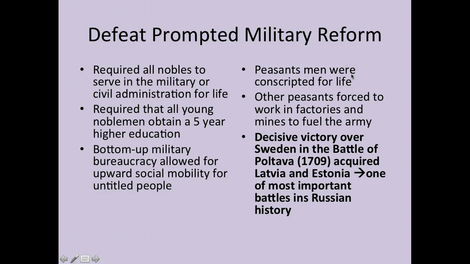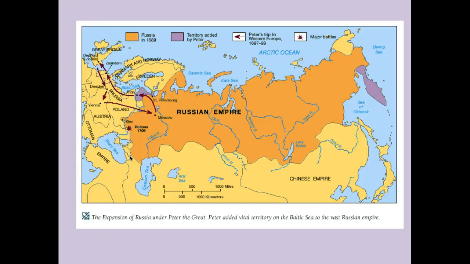Peasants were conscripted in the army for life, but they were also able to attain upward mobility because they were able to work their way up through the ranks of the military, which is what this is talking about here. And other peasants were forced to work in factories and mines to fuel the army. So he was very efficient, and he basically built the Russian Empire this way.